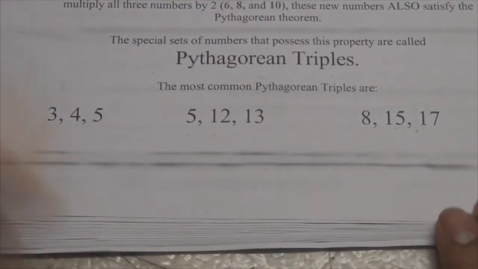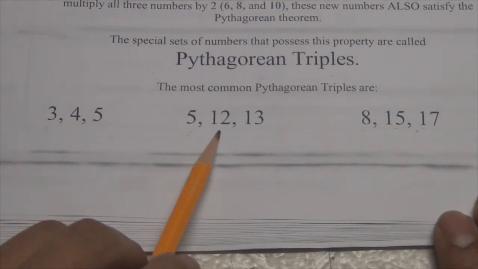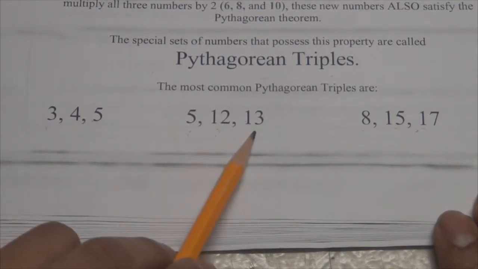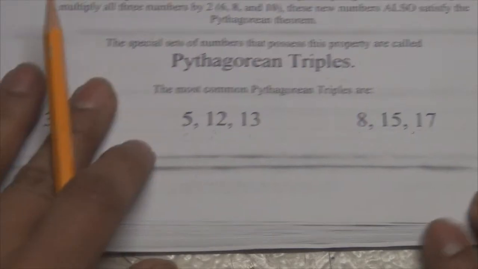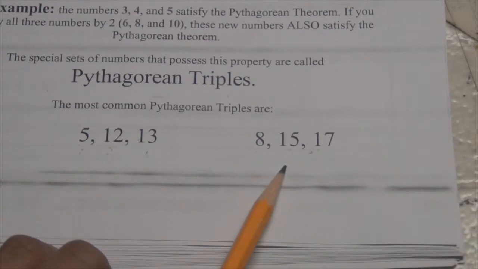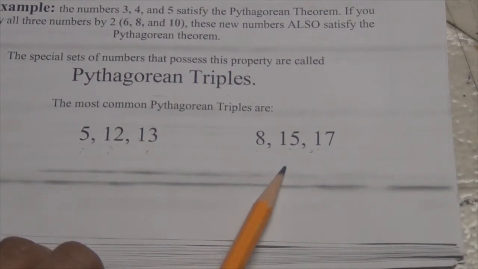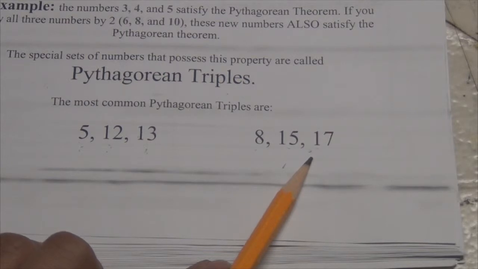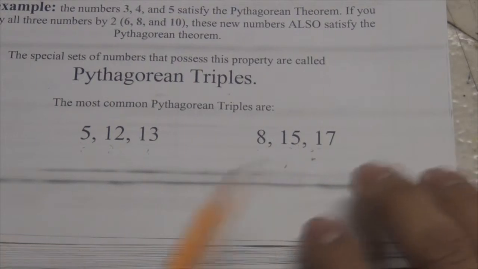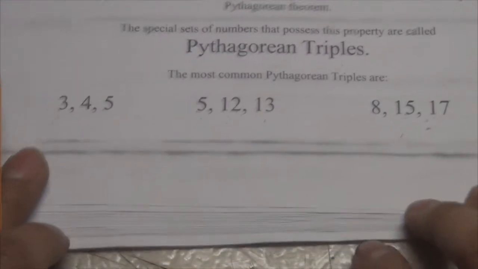So let's move on to the triplets. 5 squared plus 12 squared, in other words, 25 plus 144 equals 169. Yes, that's true. And then 64 plus 225, I think that's what 15 squared is, 225. That should equal 17 squared. What is 17 squared? 17 squared is nothing more than 289. Now, can we create our own Pythagorean triplets?